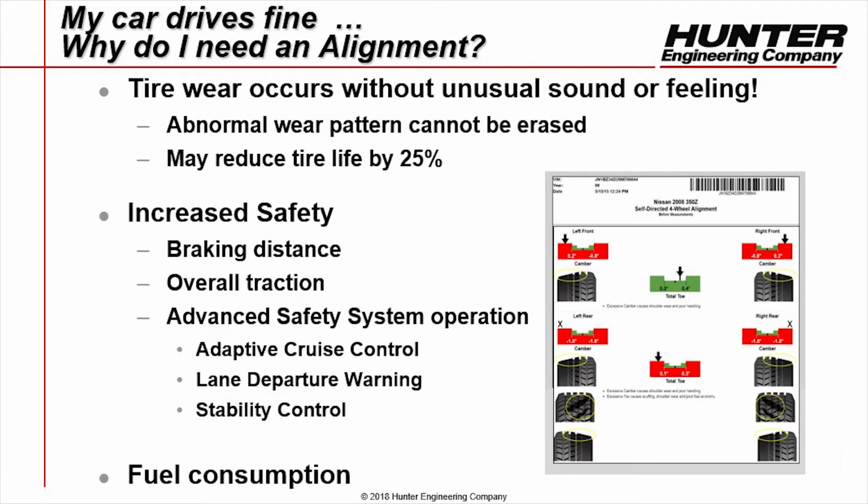It's also critical to stress that a good alignment will increase the safety on the road. It will provide optimum braking distance, overall traction, and allow those advanced safety systems to operate as intended. These advanced safety systems can include adaptive cruise control, lane departure warning, and stability control. Finally, a vehicle that's out of alignment will consume more fuel than a vehicle that's in alignment because of that increased rolling resistance. So, to summarize, tire wear will occur faster, safety will be reduced, and fuel consumption will be increased until that vehicle is put back into OEM specifications.